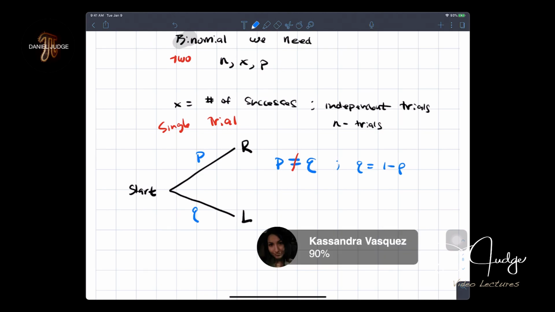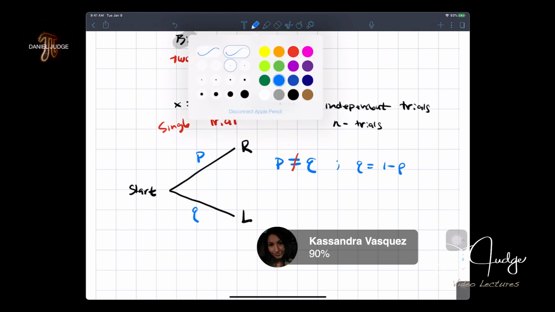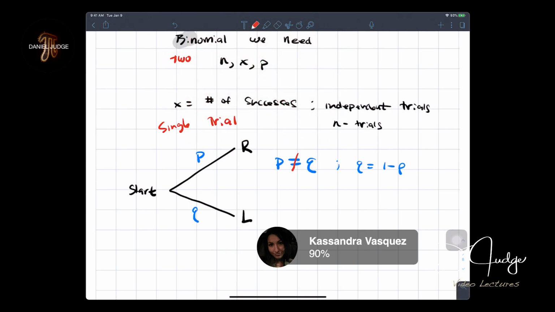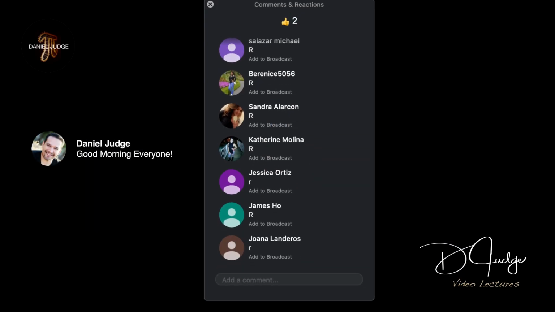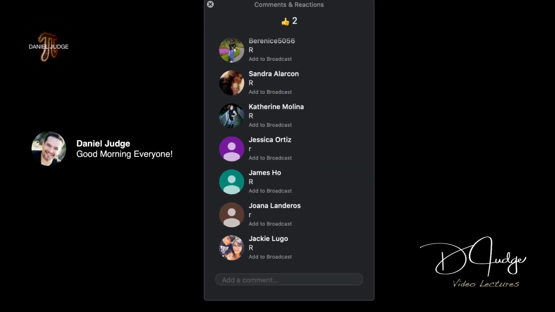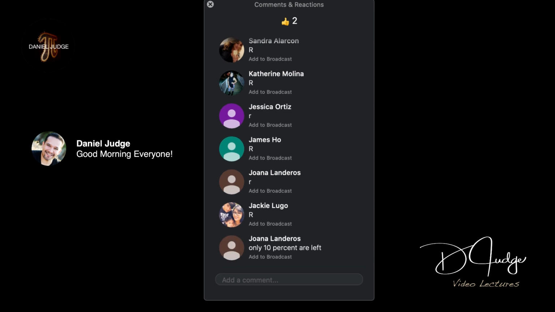Cassandra's correct. You see, ladies and gentlemen, 90% of the population is right-handed. As a probability, that's 0.90. Okay, good. Here it is. I know there's a delay coming through. And yeah, a lot of you are going to say R for right-handed. Now, how many of you are left-handed if we take that survey? If you're left-handed, please put an L.